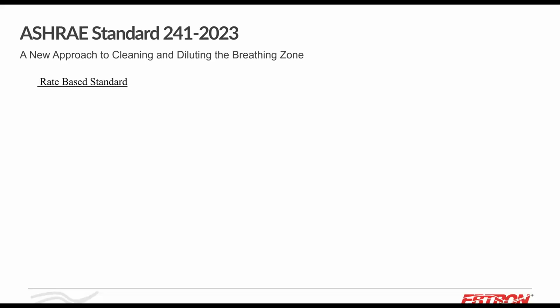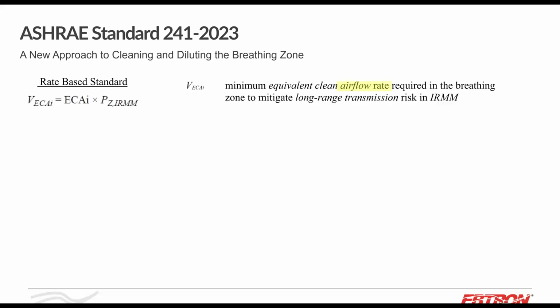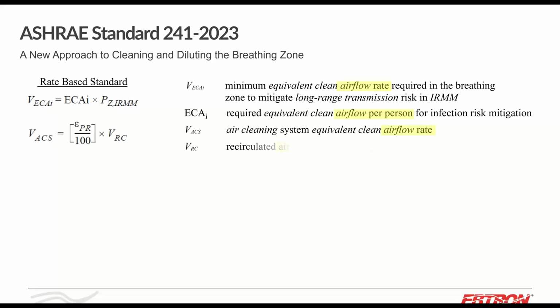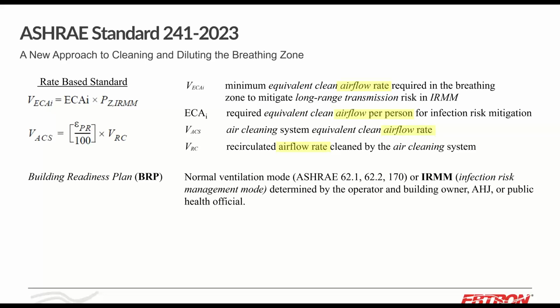So ASHRAE 241, when it came out in 2023, had a novel approach. It's a rate-based standard. It's looking at the ventilation rate per person. It's looking at providing a clean equivalent airflow rate per person, understanding what the airflow rate is. If you're using an air cleaning system in the building, then you have to know what the clean airflow rate is. You have to ensure that the clean airflow rate of that system is behaving as it was designed.